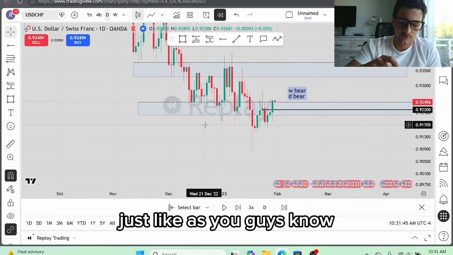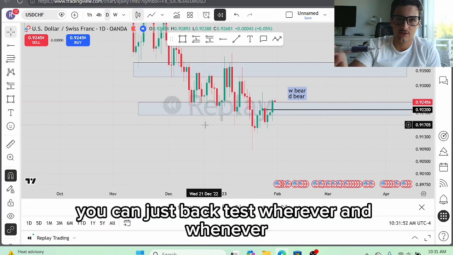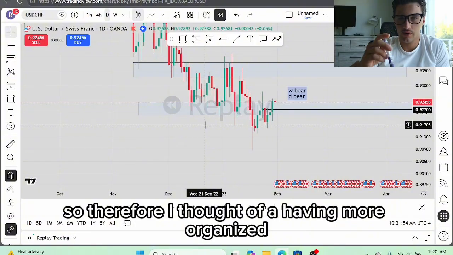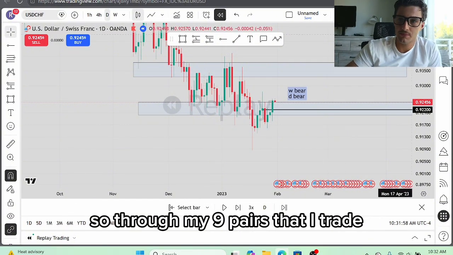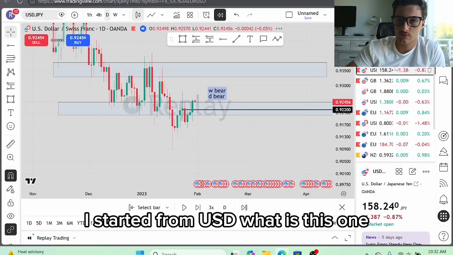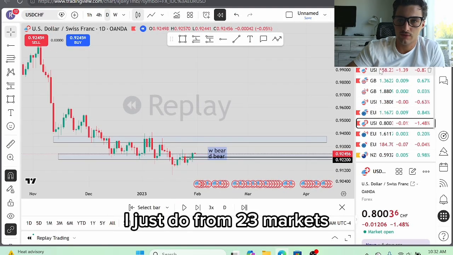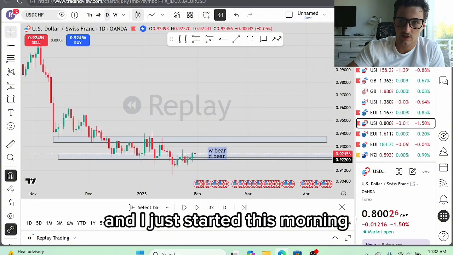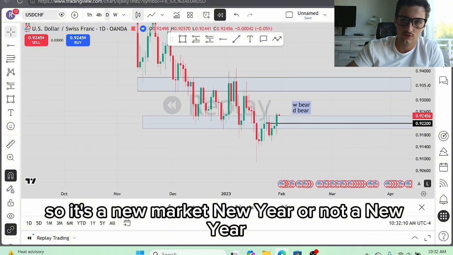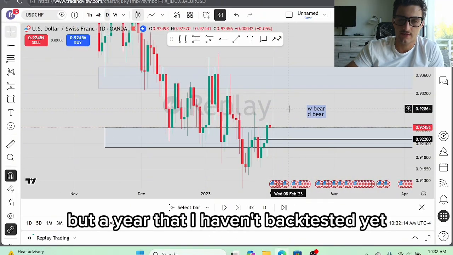I used to just, as you guys know, use the bar replay tool on TradingView. You can just backtest wherever and whenever. So I thought of doing it more organized. Through my 9 pairs that I trade, I started from USD JPY, and now I'm all the way down here. I just do 2023 markets, 2023 markets, 2023 markets, and now I'm all the way down to USD CHF. I just started this morning, so it's a new market, new year. Well, not a new year, but a year that I haven't backtested yet.